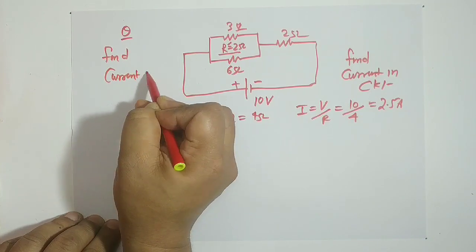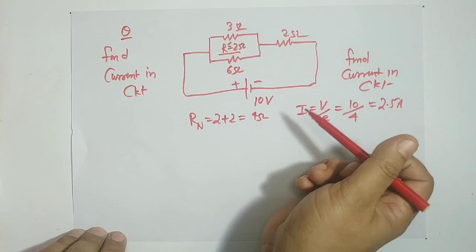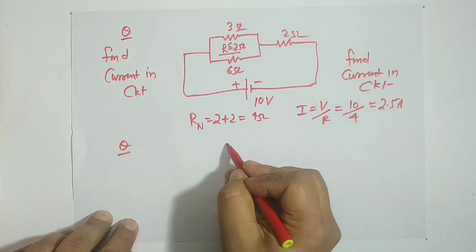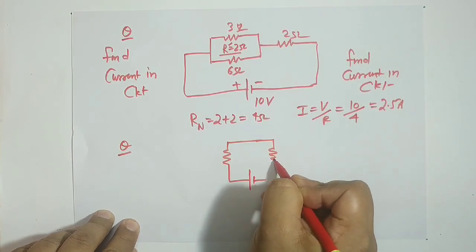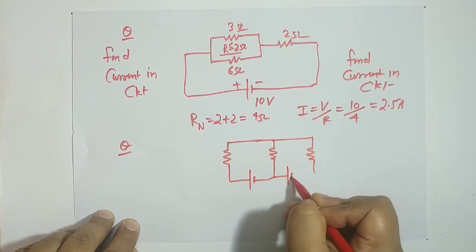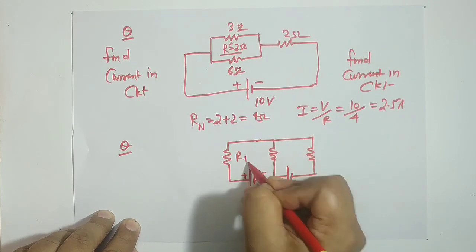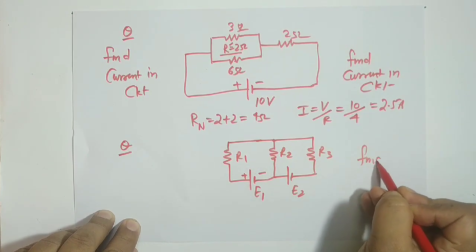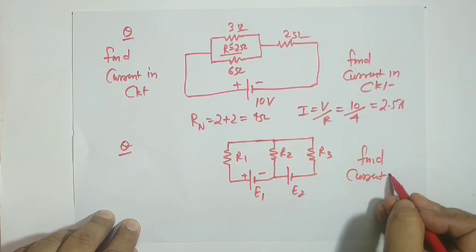But what happens if there are more than 2 batteries, more than 3 batteries, more than 4 resistors? If I say one resistor is like this, another resistance is like this, another resistance is like this, and there is another battery. This is E1, this is E2, this is R1, this is R2, this is R3. Find currents in the circuit.